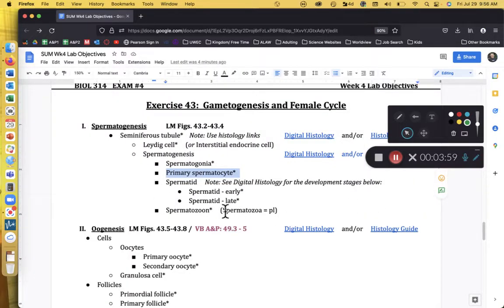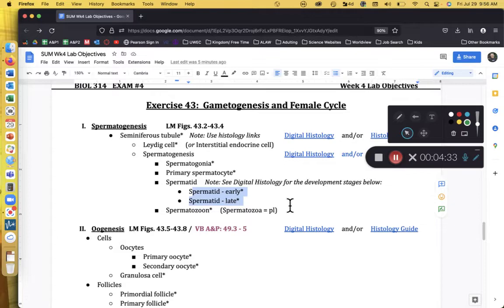Now let's go back to our lab objective sheet here. I want to emphasize that we typically don't see secondary spermatocytes. That's within meiosis 2, and they just don't spend a lot of time in meiosis 2. It's just a split second. So finding those secondary spermatocytes on histology is not something we are going to ask you to do. And then we have the spermatids. These are going to be differentiated by early and late stages.